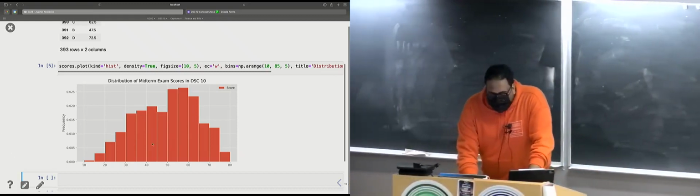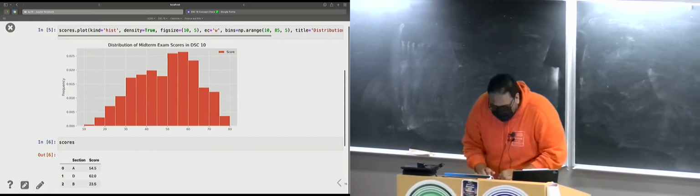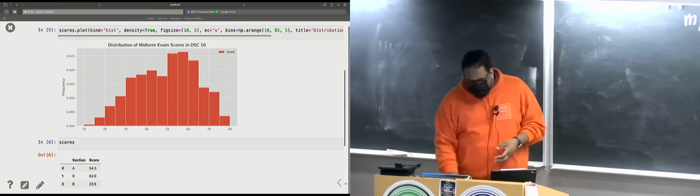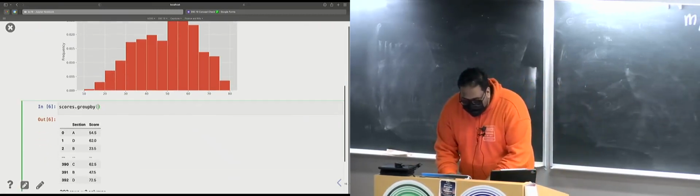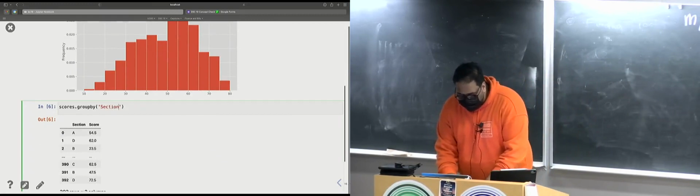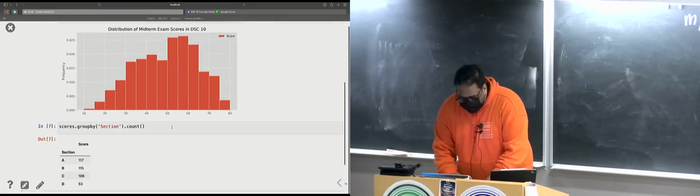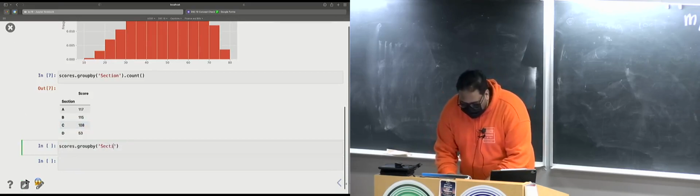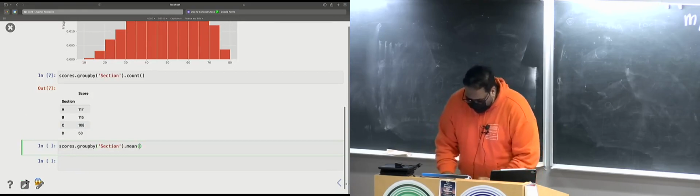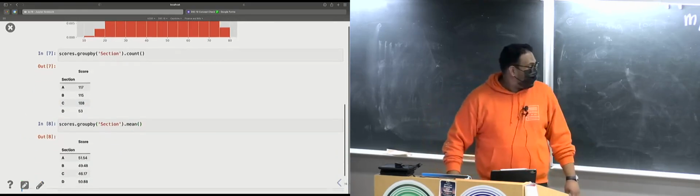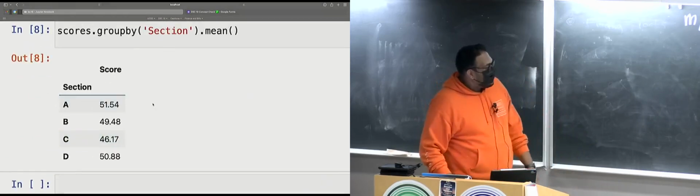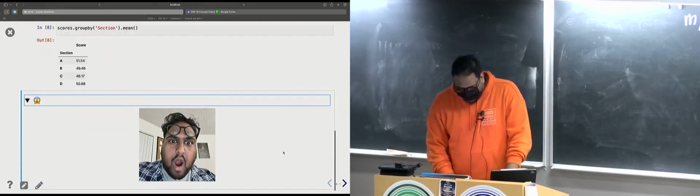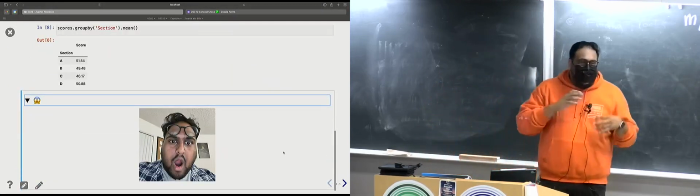But anyways, what we want to do is figure out what the average score of each section was. Okay? First, we can figure out how many students were in each section by grouping by section and using .count. So this will tell us the number of students per section. And if we want to find the average score per section, we can use .mean. And this is the real Halloween surprise here. It is our section. Okay? And this is my reaction when I discovered that. But yeah, okay, it was our section.